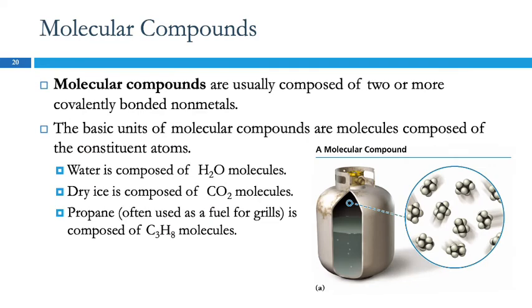So molecular compounds have molecules, and these are composed of 2 or more covalently bound nonmetals. The ionic compounds, we have a metal and a nonmetal.